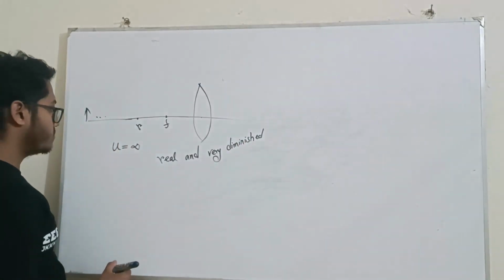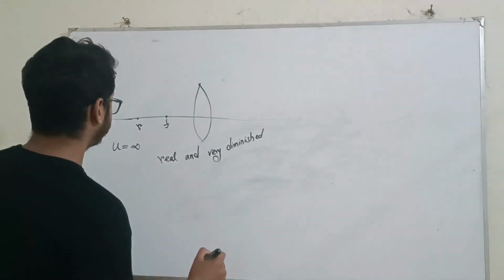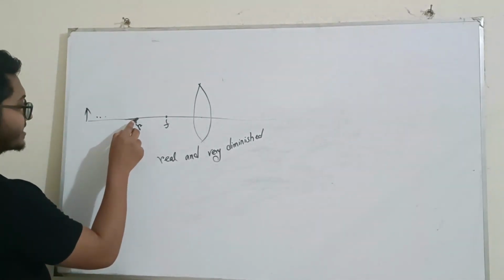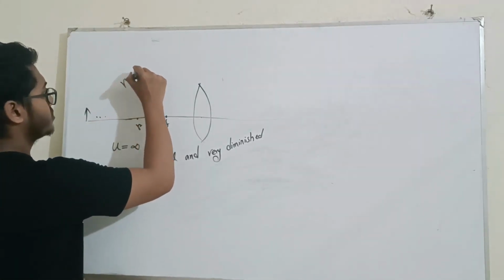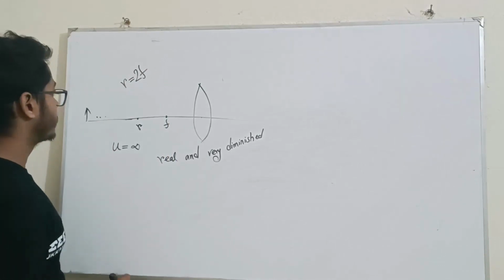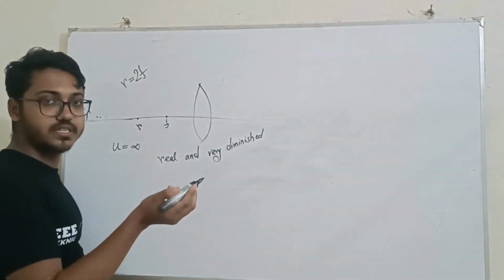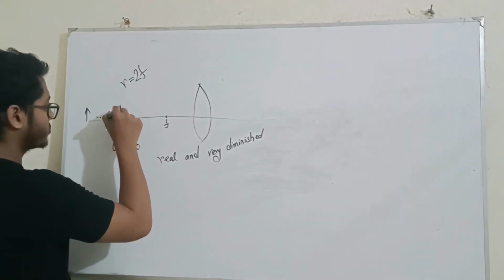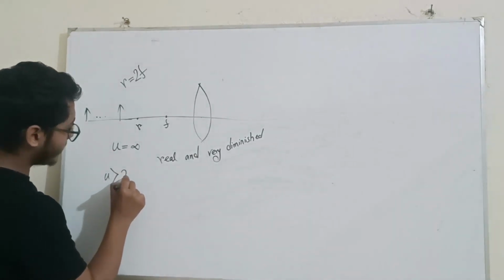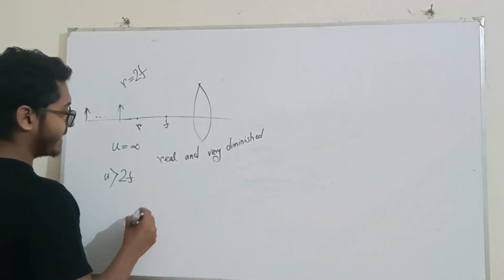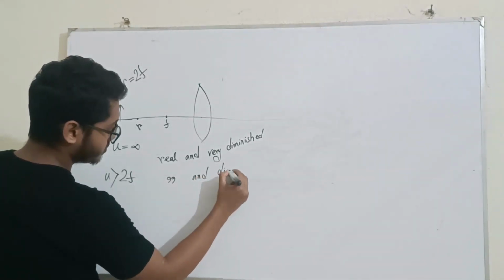Again, if the object is just after R, we all know R is equal to 2F. So if the object is at a distance not infinity but greater than R, suppose here, so u is greater than 2F or R, then the image will be real and diminished.